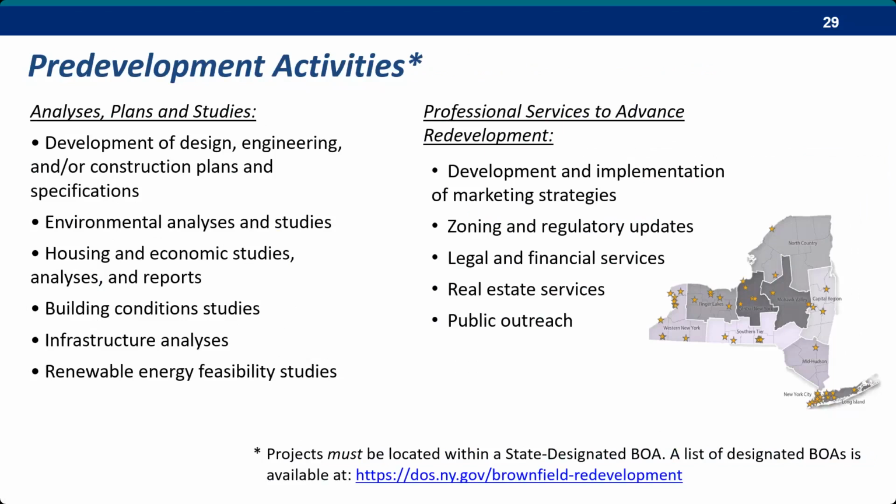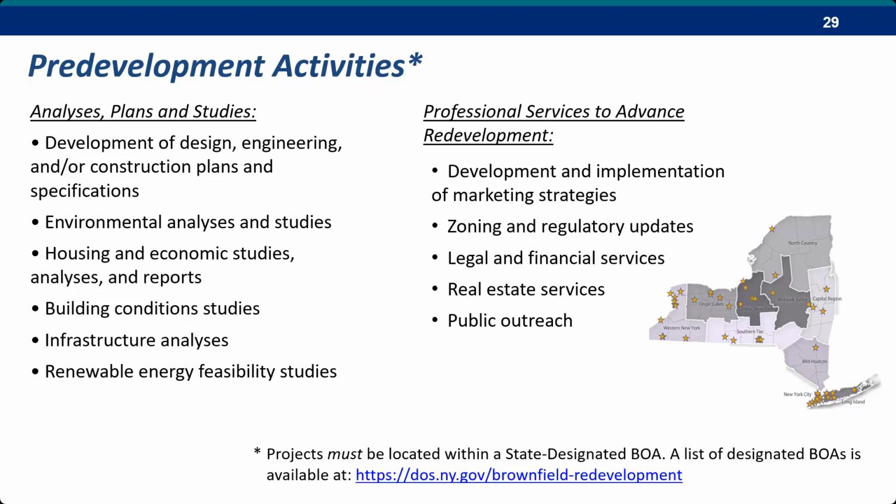The third category is pre-development activities. Pre-development activities are eligible within state designated BOAs to advance the goals and priorities for revitalization and redevelopment as expressed in the BOA plan. Applicants with a pending application for designation submitted to the Department of State prior to June 1st of 2024 are also eligible to apply this year. However, funding may only be awarded if the designation is made by the Secretary of State by October 1st.